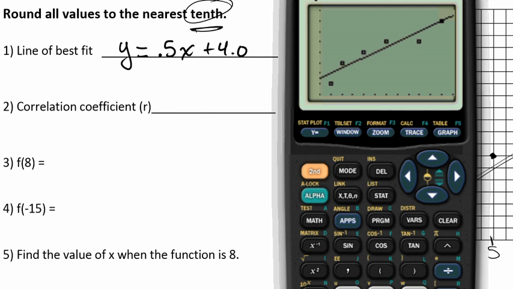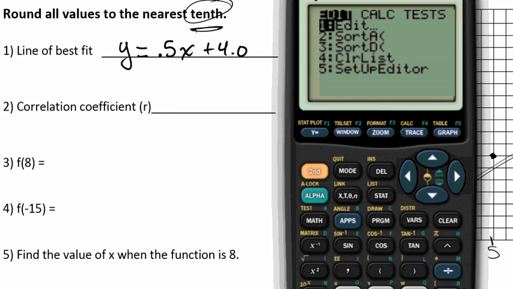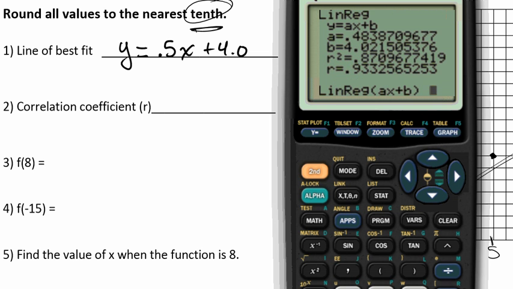One of the things I didn't write down was the correlation coefficient. I want to jump back over and grab that value. So again, I go over to set calc and then down to the linear regression again. My correlation coefficient, I can see it from the last time, is 0.93. So if I'm rounding that to the nearest tenth, it's 0.9, which looks fabulous.